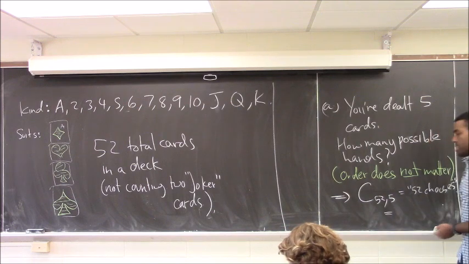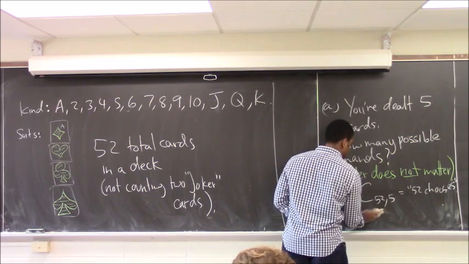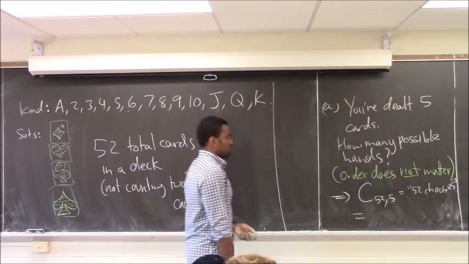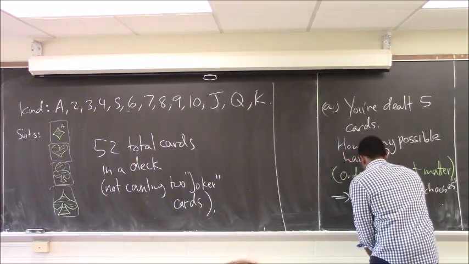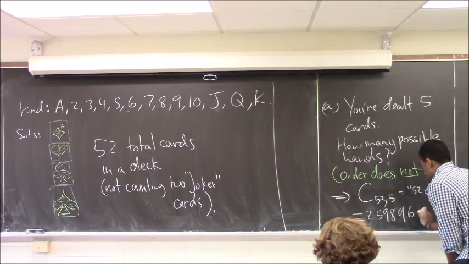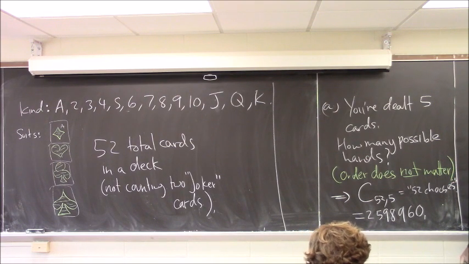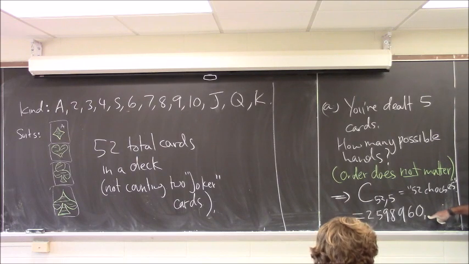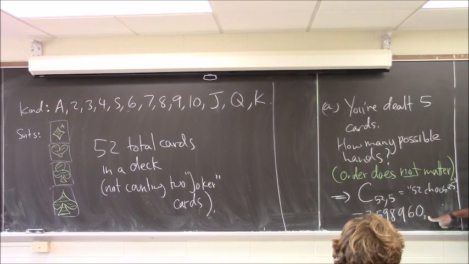How many are there? 2,598,960. Does everyone agree? Do me a favor, divide that by 365. 7,120.